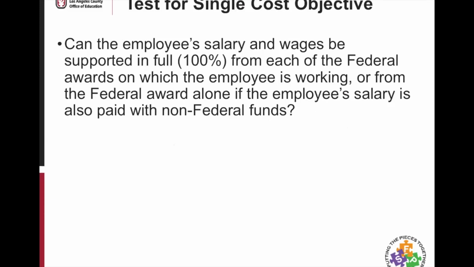Okay, can your salary and wages be supported 100% from each of the awards, or from the federal award alone? So you could fund it just from the federal award if it's paid from non-federal funds. So if you're supporting a person, the second example is if you're paying with general funds and a federal program, then you would have to say that it would be allowable to pay that whole salary with the federally funded piece. And here's an example where someone got in trouble with that.